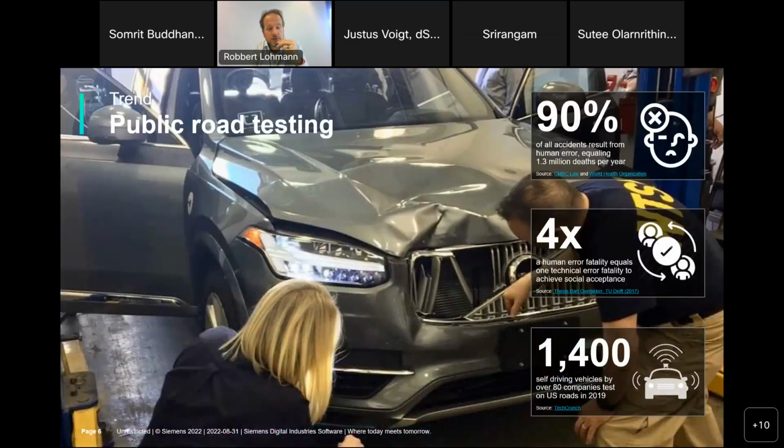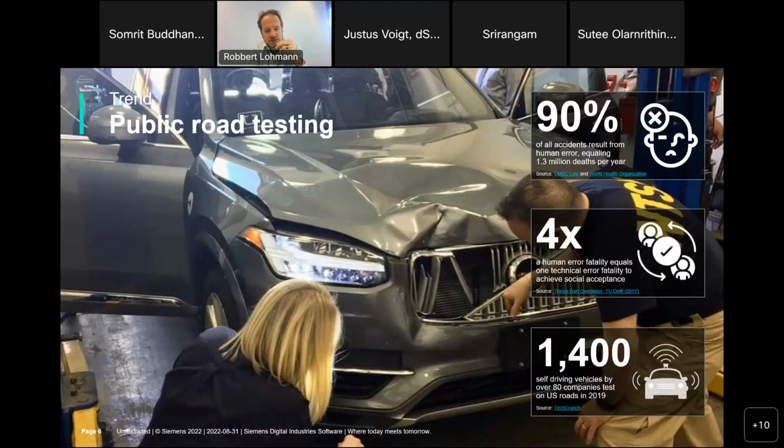Similarly, when you're moving to public road testing, and this is a famous picture of the accident that happened in Arizona with the Uber car, where they state that 90% of all the accidents are caused by human error. That equals 1.3 million deaths worldwide per year.